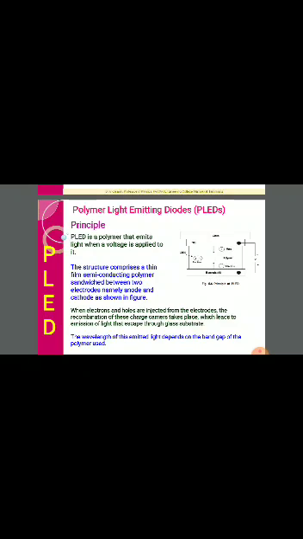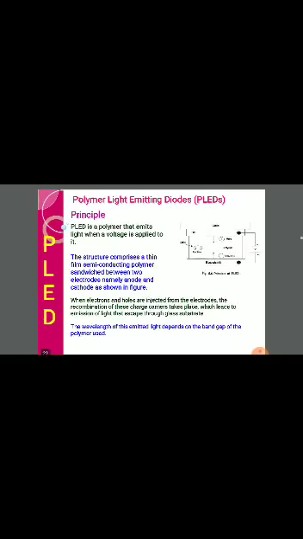When the electrons and holes are injected from the electrodes, the recombination of these charge carriers takes place, which leads to emission of light that escapes through the glass. That's a common phenomenon. The wavelength of this light depends on the band gap of the polymer we use. Based on which type of polymer we use between the electrodes, the emitted light wavelength will depend. This is the basic principle.